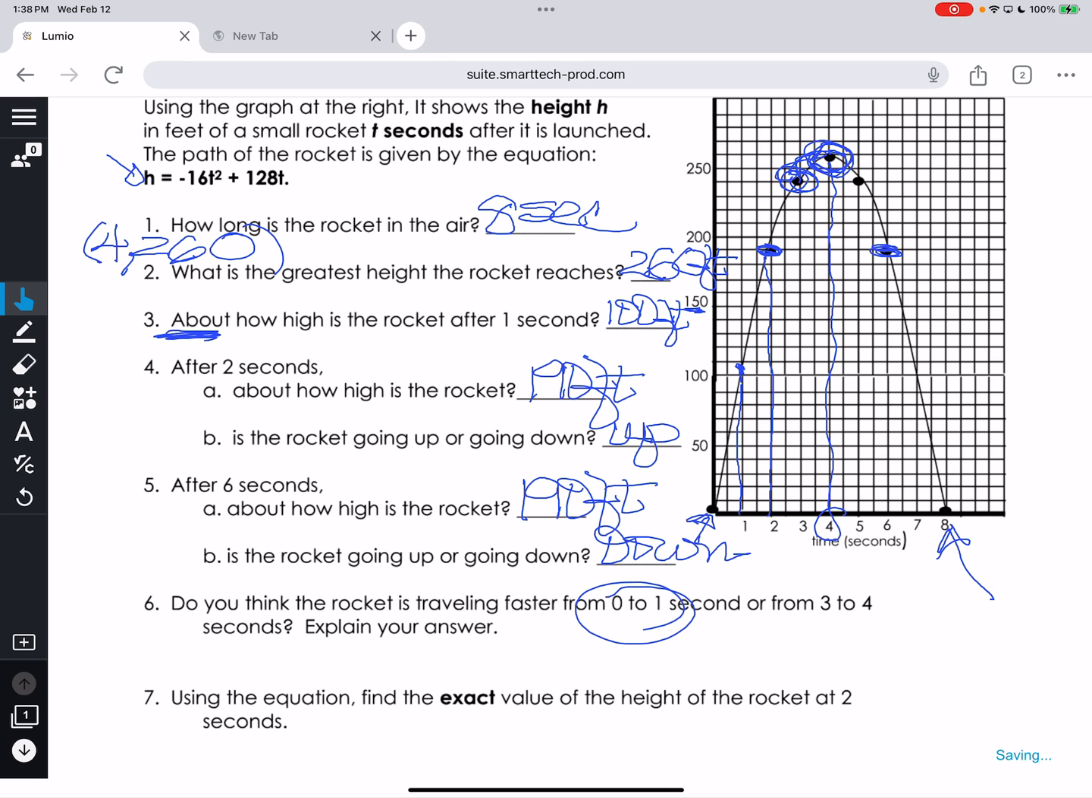I'm going to rewrite it down here. H equals negative 16t squared plus 128t.